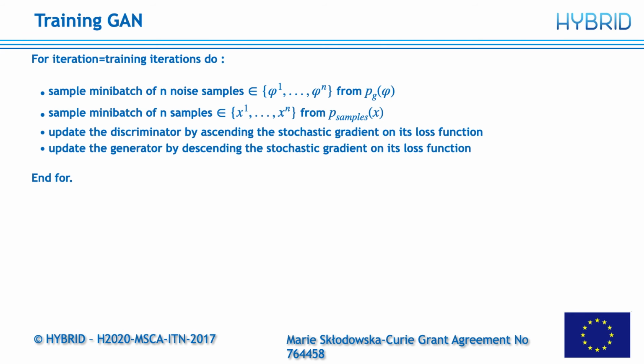Here is a pseudocode of training GAN. For a number of iterations, as a hyperparameter for training iterations, do the following. Sample n times from the probability distribution of the noise φ. Sample n times from the real data images x. Update the discriminator by ascending the stochastic gradient on its loss function, and then update the generator by descending the stochastic gradient on its loss function, and repeat the iterations.